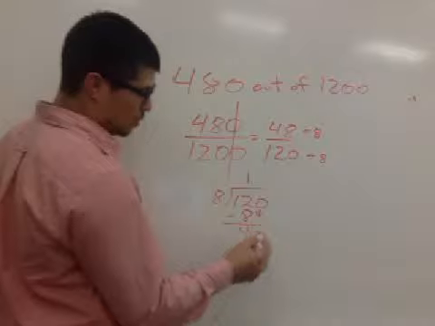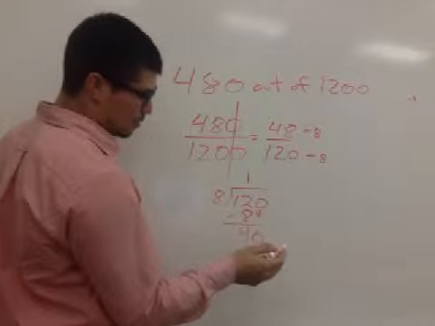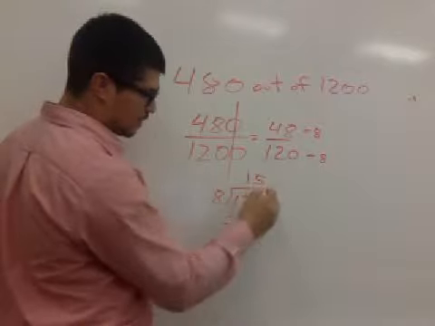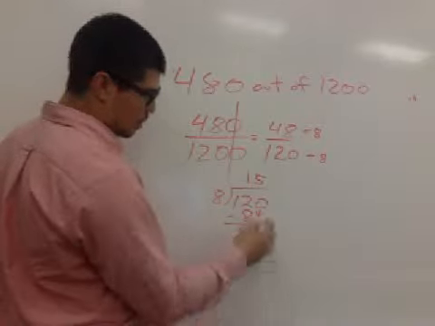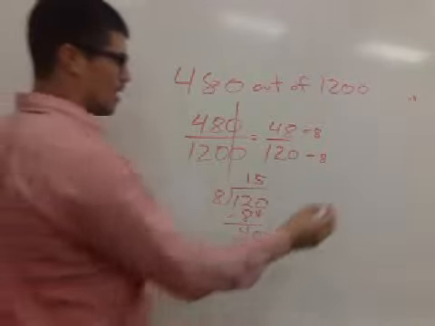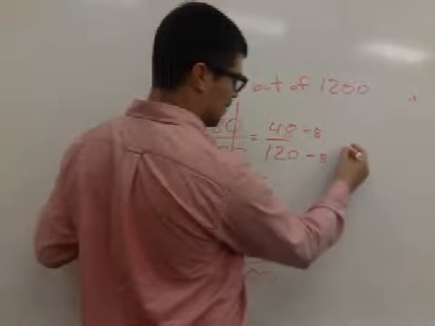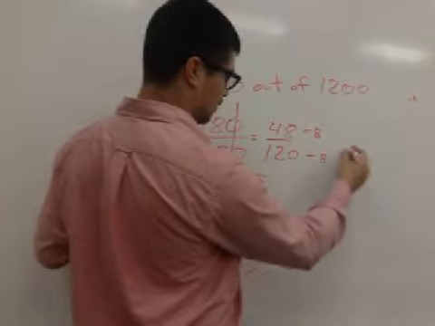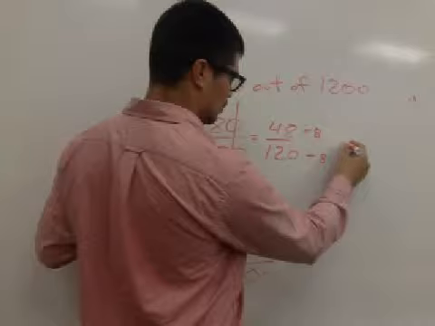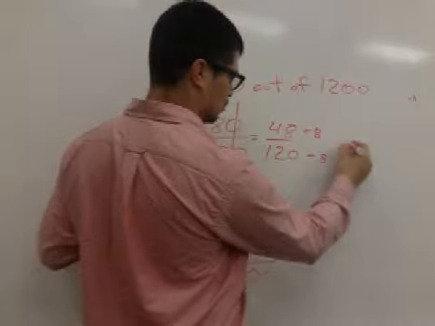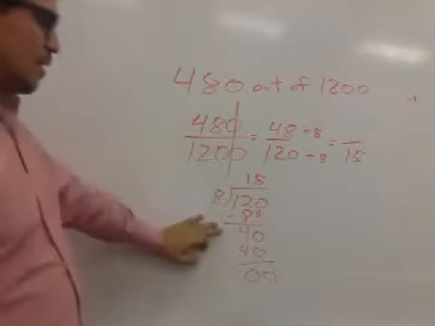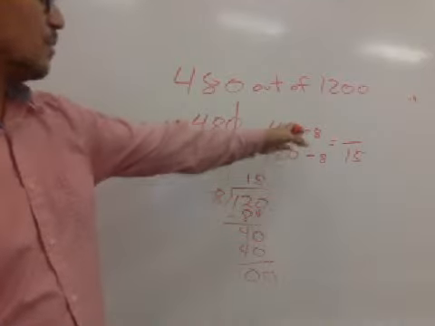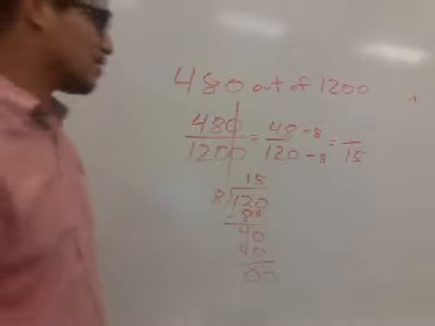8 goes into 40 how many times? 5 times 8 is 40. All right, so I know that on the bottom here, I am going to have 15. I got 15 down here. Now, at the top, 48 divided by 8, I know that's going to be 6.